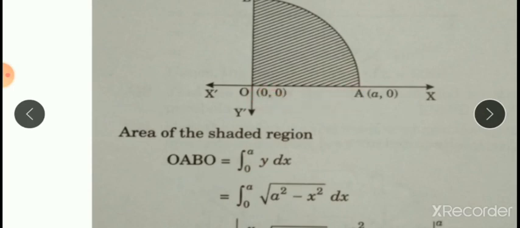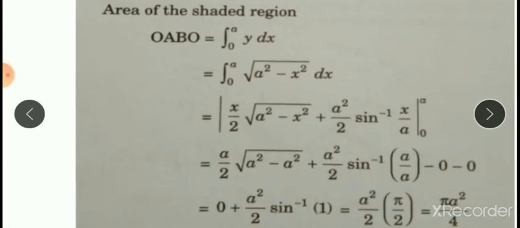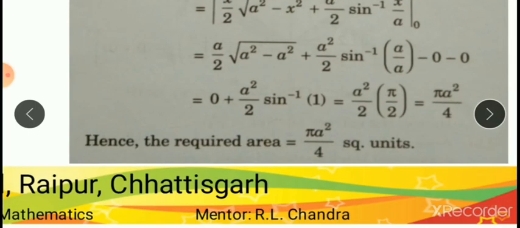And the equation of this in form of x, that is, the strip is running along x-axis. The strip is running along x-axis means we are integrating with respect to x because we have selected limits along x-axis, root a square minus x square. You know its formula is here. This is the formula. Substitute limits, upper limit minus lower limit. Then after substitution we are getting pi a square upon 4.